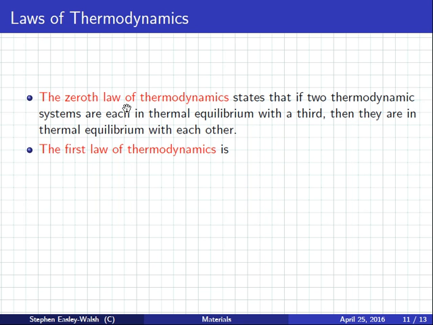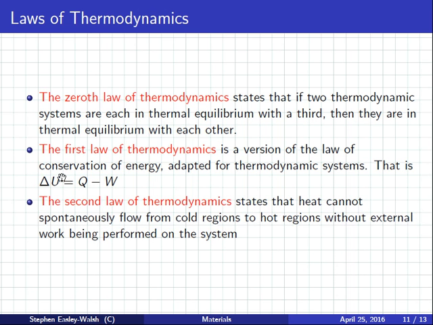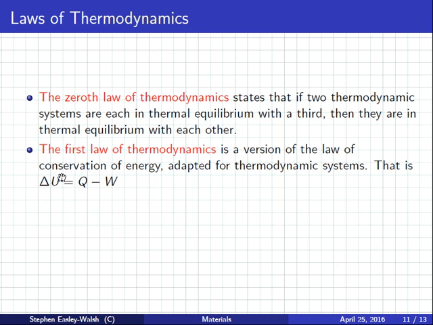Okay. The first law of thermodynamics is like conservation of energy, something we've seen earlier. That is, delta U equals Q minus W. Now, that's the same thing as what we said earlier, it's just we put the W over on this side. Usually it's stated in this form, delta U equals Q minus W.